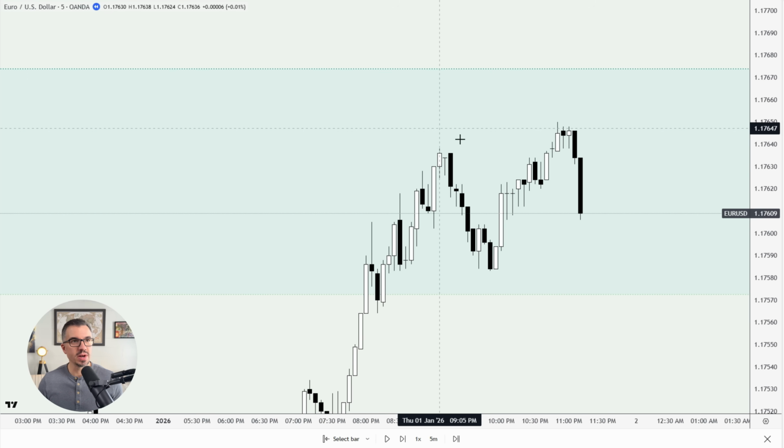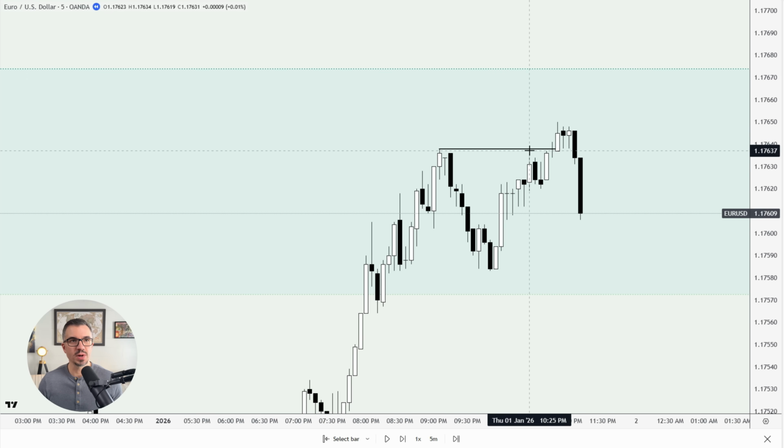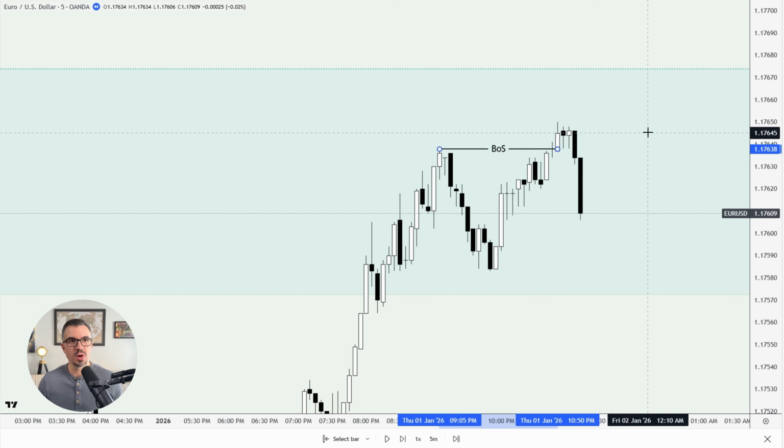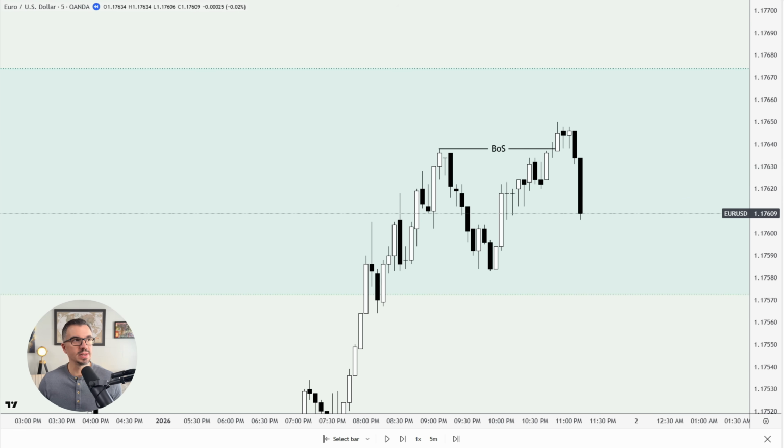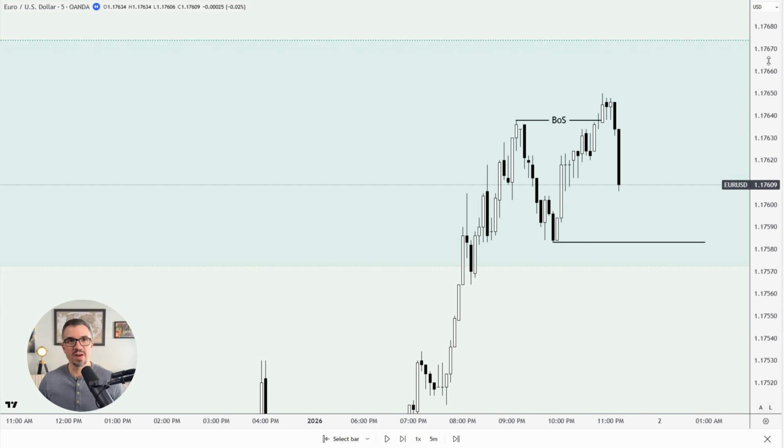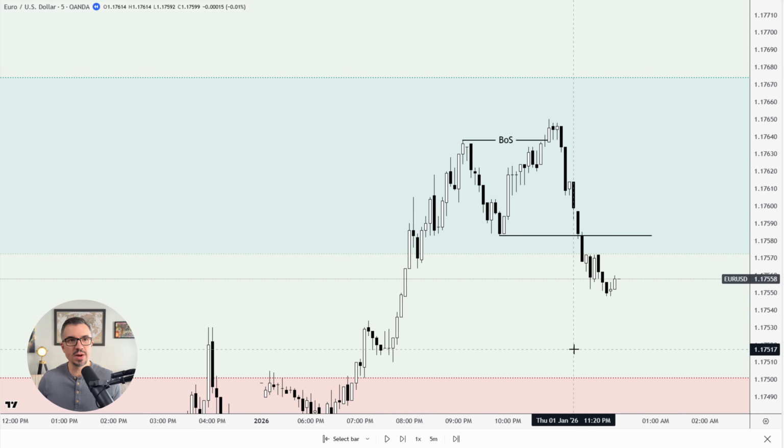And what you'll notice here is that once again, off this high up here, we have a BOS, okay? So break of structure above this high. So that's our BOS right there. And this low down here is now going to be the one that I'm watching. So this is now our protected low within this 5-minute trend.